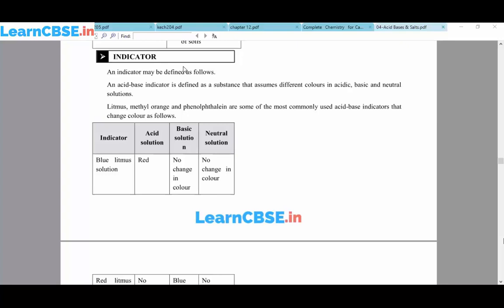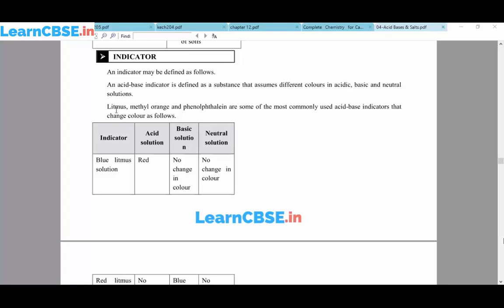We are going to start with the indicator. So what is meant by the indicator? The indicator is a substance which shows different colors in acidic, basic, as well as neutral solutions. So we can easily identify the substance which is present in the unknown one.